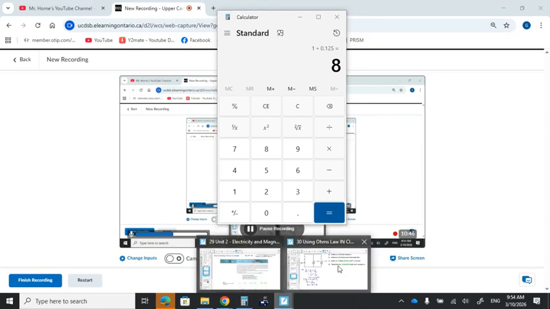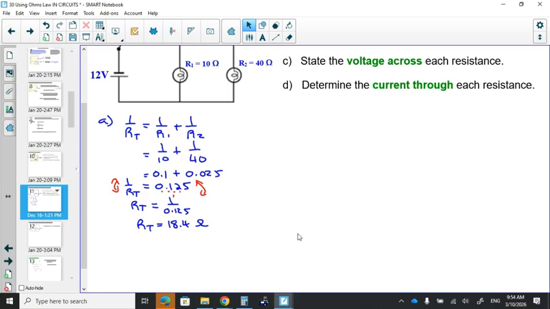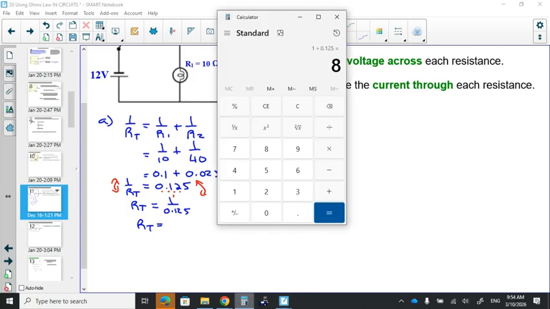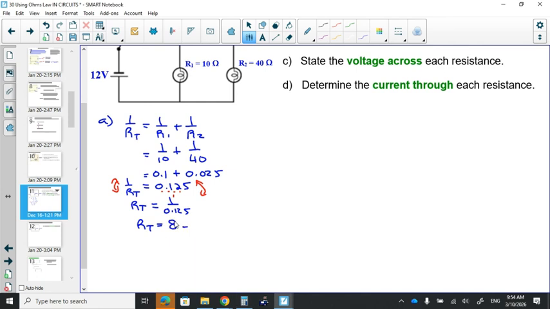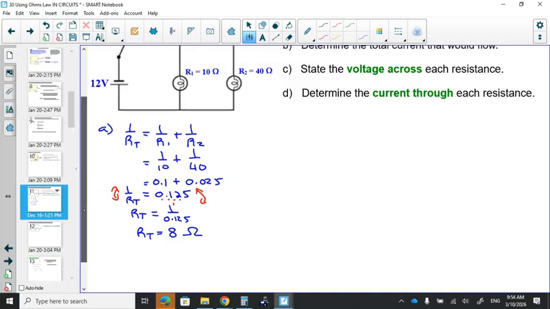I'm glad that mistake happened, to be honest, because it's good modeling of having some understanding that's going to help you catch errors. Knowing that the resistance has to be less than the smallest one made it obvious to me that I'd made an error. And again, the 1 just wasn't typed in correctly on the calculator. So total resistance is 8 ohms.